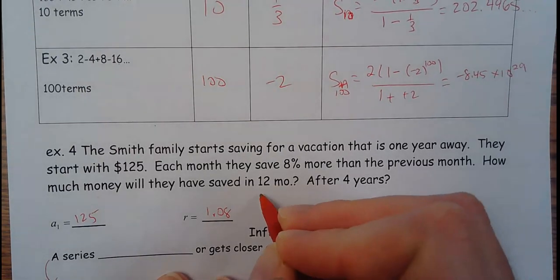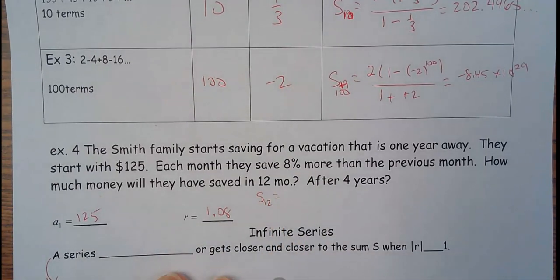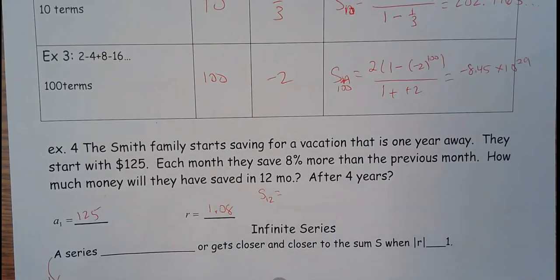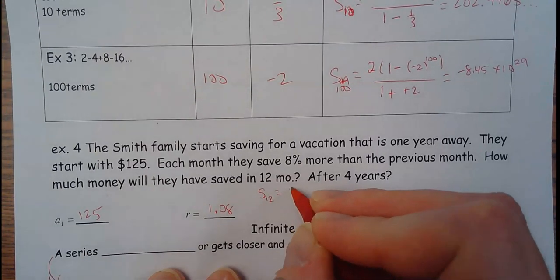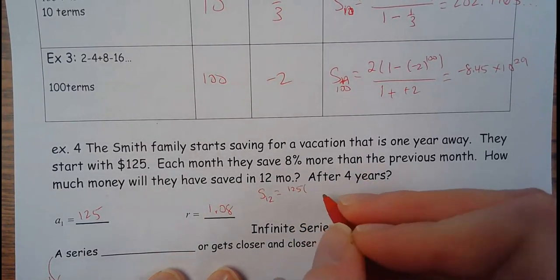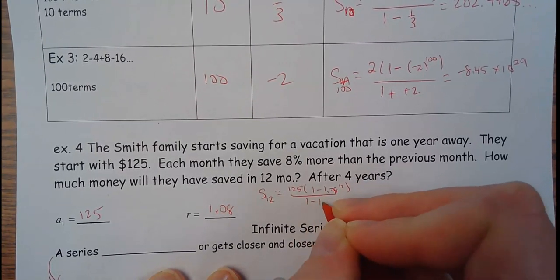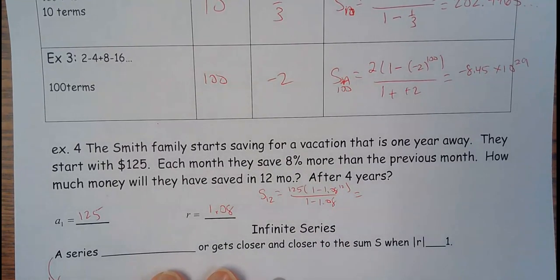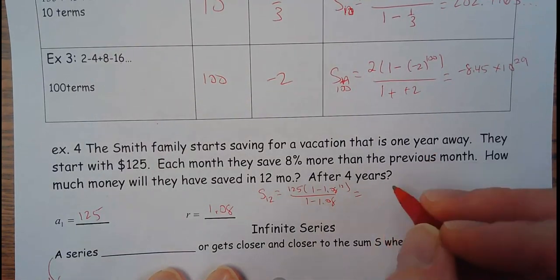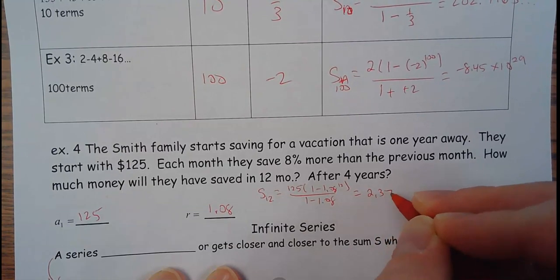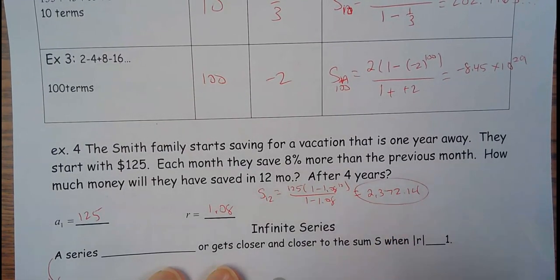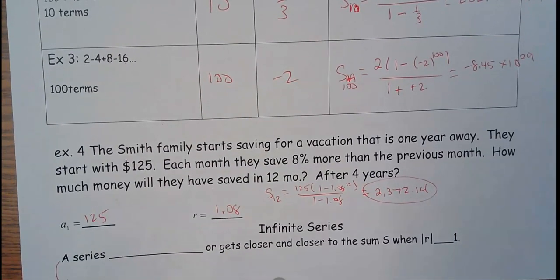So after 12 months, what I'm really trying to find is the sum of the first 12 months. So I'm going to take A sub 1, which is 125, times 1 minus the rate, 1.08, to the 12th power, divided by 1 minus 1.08. Okay, so put that in the calculator. So after a year, this is how much total they have saved. We're adding up those 12 months, and it's going to be $2,372.14. So at the end, that's how much money they'll have saved. Okay, so it's a good vacation.